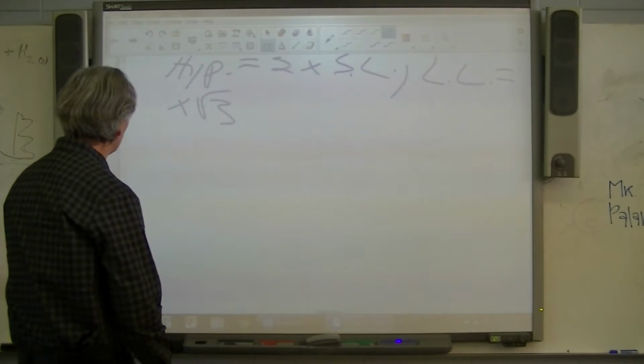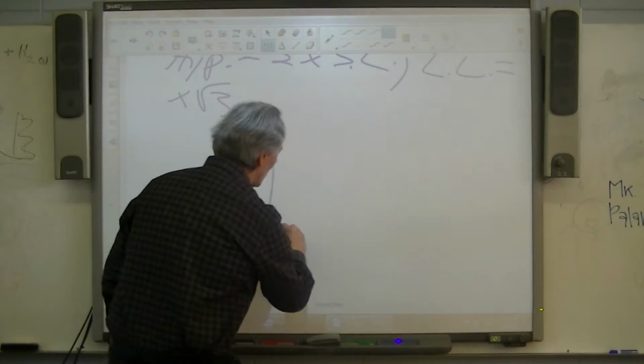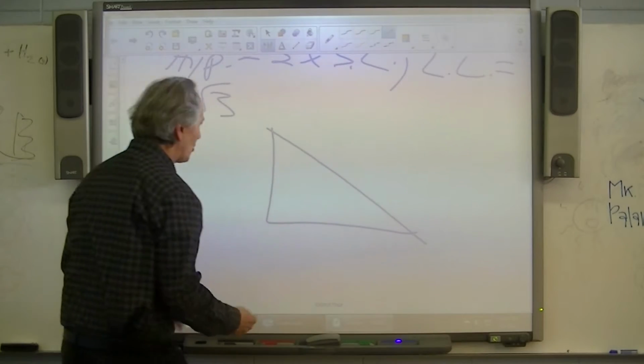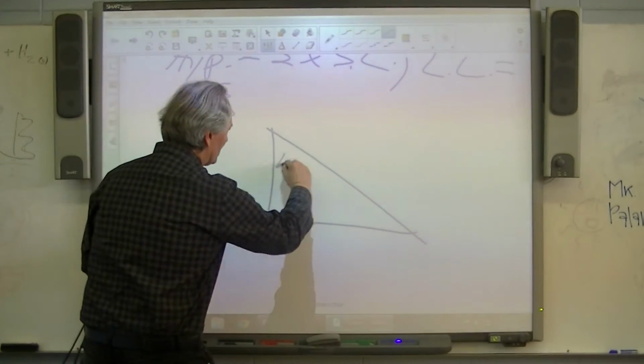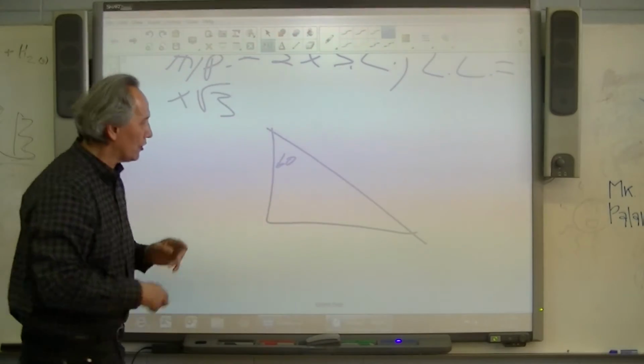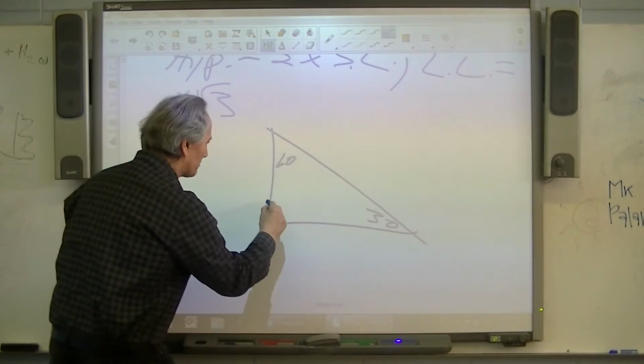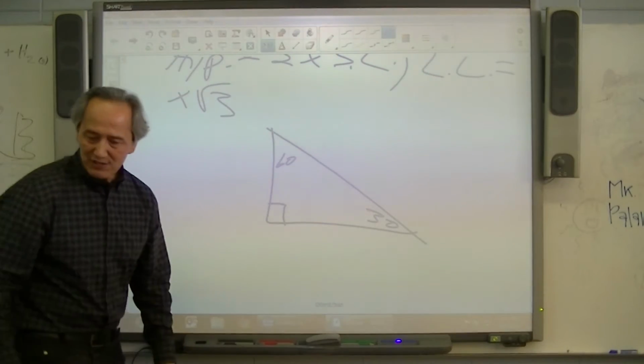Well, let's do a problem regarding the relationships of short leg versus long leg and the hypotenuse. Let me scroll down. So let's see if I can hand draw at least a triangle here. This obviously is the long leg, so this is 60 degrees. This here is the short leg, so this is 30 degrees, and here's my right angle.